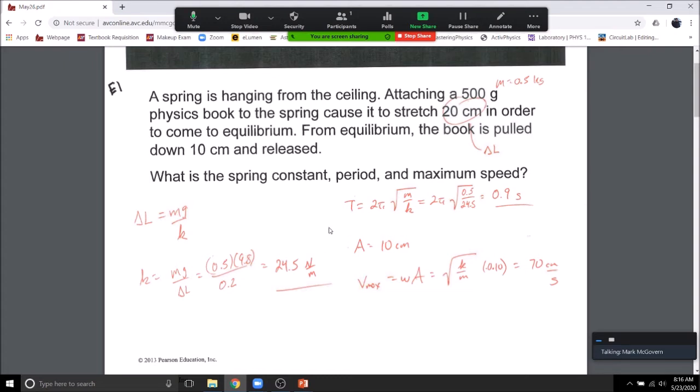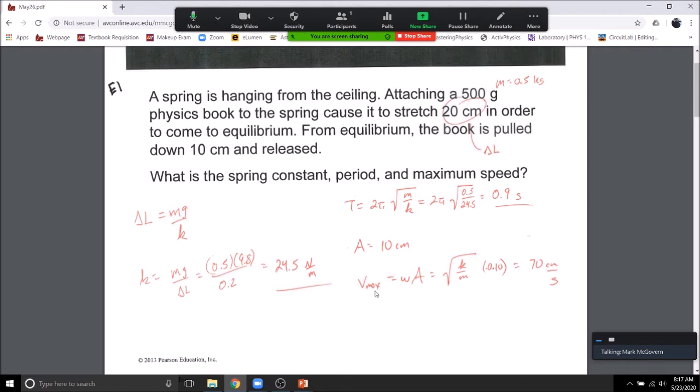If we want to figure out what the period is, we can use the relationship we learned that relates the period to the mass and the spring constant. So that's this T equals 2 pi radical m over k. Remember, this only works for springs because it involves the mass and spring constant here. There's different forms of this if you have different kind of oscillating systems. Plug our values into here, we get a period of 0.9 seconds.